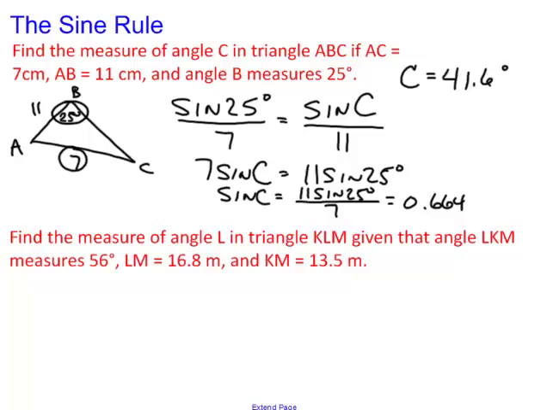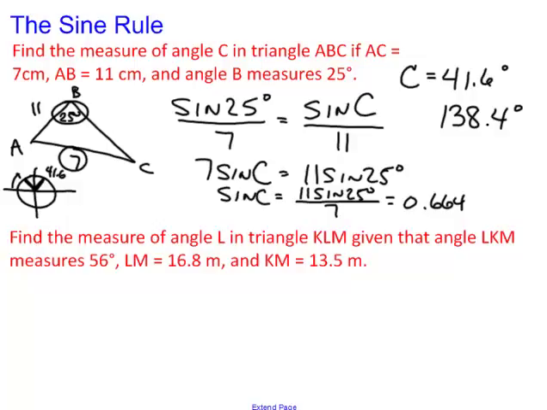Here's the thing about this triangle though. If we look back at our unit circle, if 41.6 degrees, we'll just mark that right there, is one possible answer for the sine, there's another possible answer over here. That would be 180 minus 41.6. Now if we take 180 minus 41.6, we get 138.4 degrees. Now, checking those possibilities.